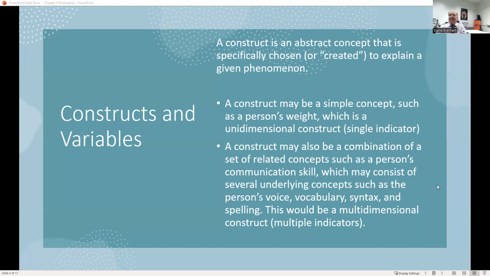Vocabulary, syntax, your ability to spell, your ability to write. These are all parts of your communication ability. So if you were going to give a person a communication score, you might take all of these together, a multi-dimensional construct with multiple indicators to determine what communication skill is.